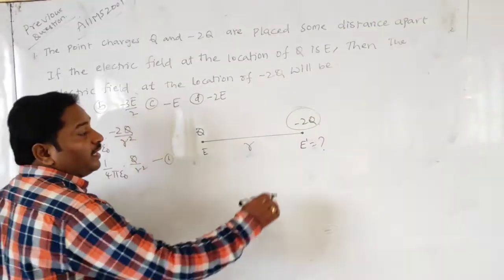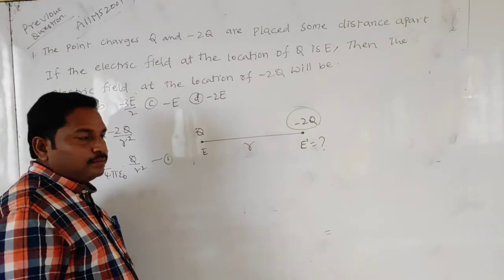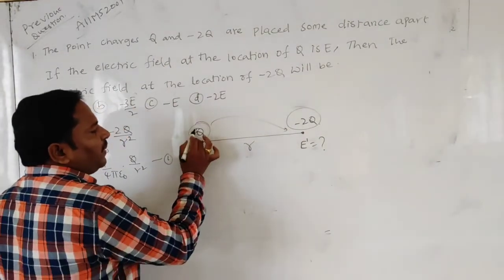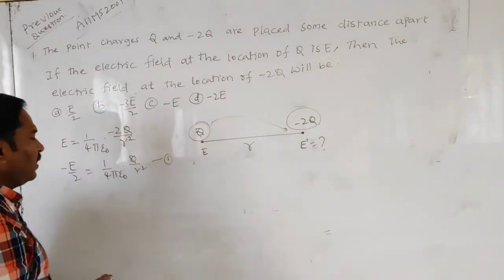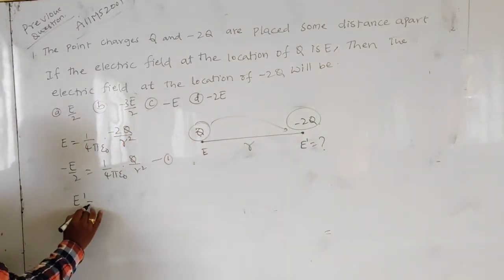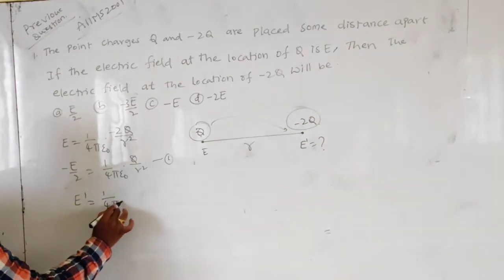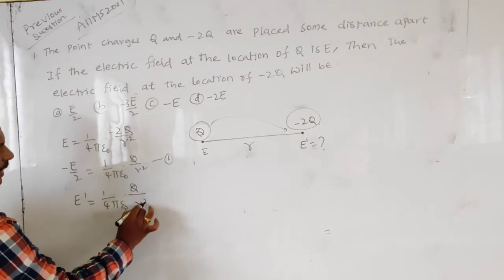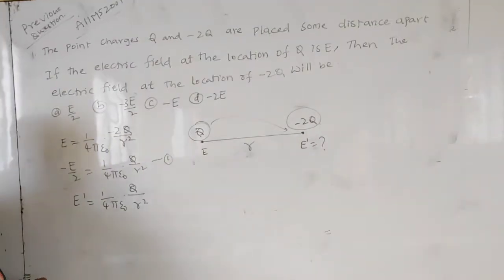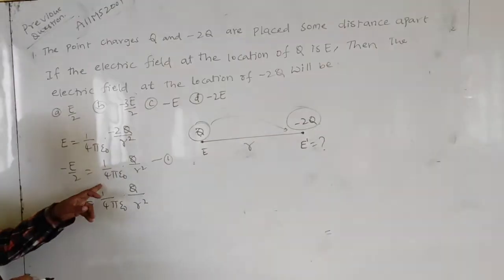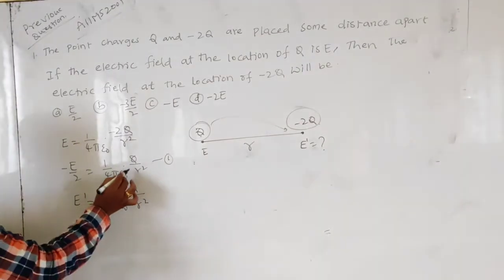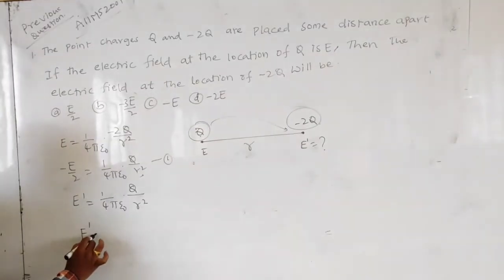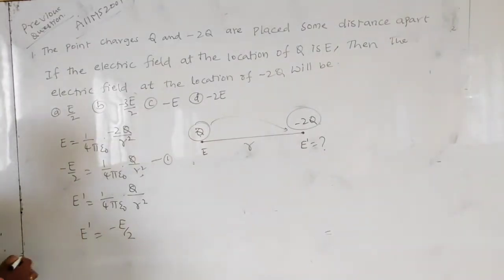Now what is the electric field at this position? That means the electric field due to plus Q at this point. So E dash equals 1 by 4 pi epsilon naught, due to the plus Q charge, divided by R square. So from equation 1, in place of 1 by 4 pi epsilon naught, we can write Q, minus E by 2. So now E dash equals minus E by 2.